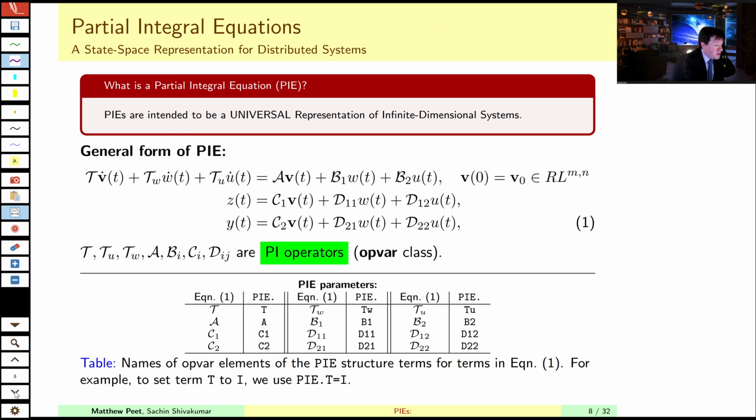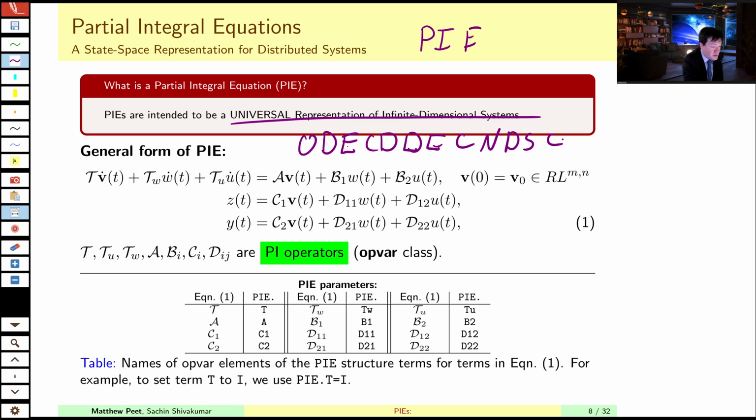Now, that's the PI part of PIE, not the edible food. For the edible food part, we are introducing the partial integral equation. A partial integral equation is meant to be a universal representation of dynamical systems in infinite dimensions. Obviously we have ODEs, those are finite dimensional, DDEs, which are infinite dimensional, and then on top of that we have more general classes like neutral type systems, and more general classes like ODE-PDEs, or PDEs coupled with ODEs. All of those are contained within the general class of partial integral equations.